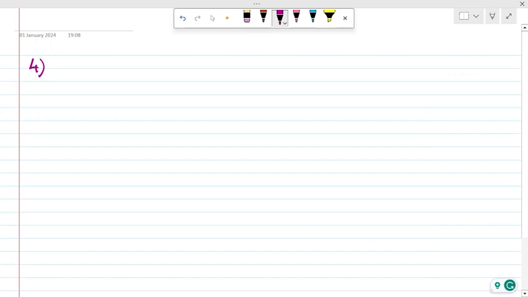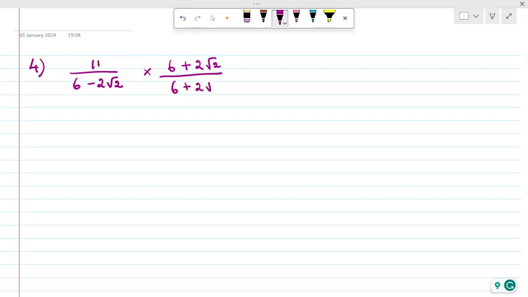Now fourth example, 11 divided by 6 minus 2 root 2. So the same procedure, we have two numbers here. Even though it is a whole number, the same procedure should be used. That is, up and down you will multiply with 6 plus 2 root 2. The same numbers, but in between we have a plus because here we have a minus.